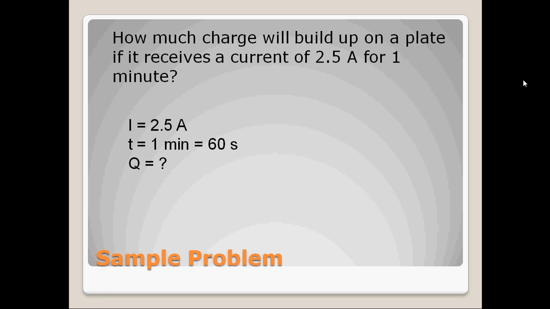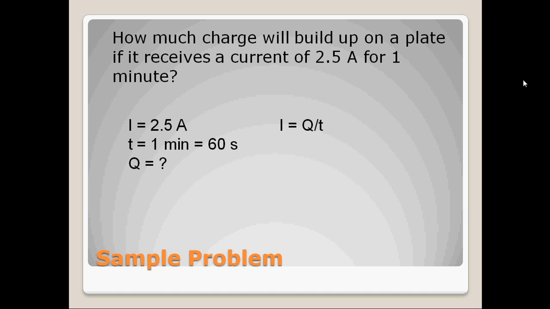So here's what we know. We know the current, or the rate at which the charge is flowing, is 2.5 amperes. We know that the time elapsed is 1 minute, but if you recall, amperes is equal to coulombs per second. So we need to convert any time that we use into seconds. So 1 minute is equal to 60 seconds. That's the time that we'll use. We want to solve for Q, the charge.